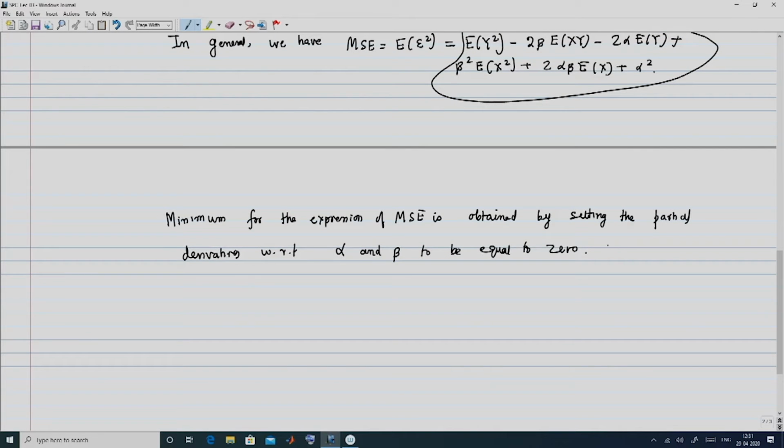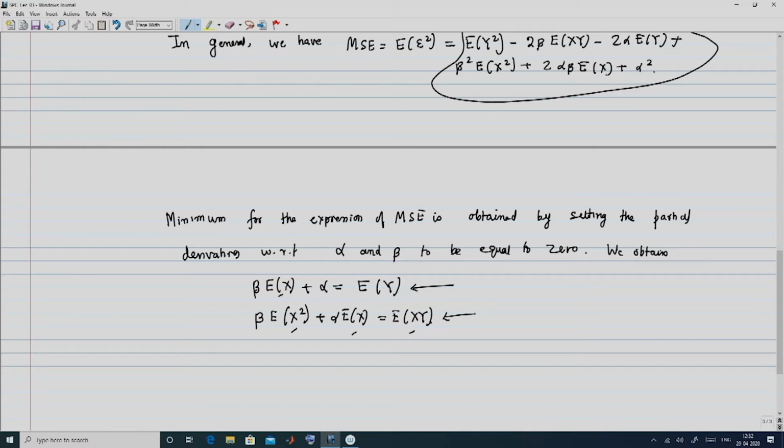So, one of the equations we obtain is beta into Ex plus alpha equal to E of y, and the second relation that you will get after differentiating with respect to beta is beta into E of x square plus alpha E of x is equal to E of xy. So here we have a linear equation in alpha and beta being the unknowns, because we already know what is Ex and Ey, and here again we have alpha and beta unknowns, because we know what is Ex square, Ex and Exy. So, these are known quantities.